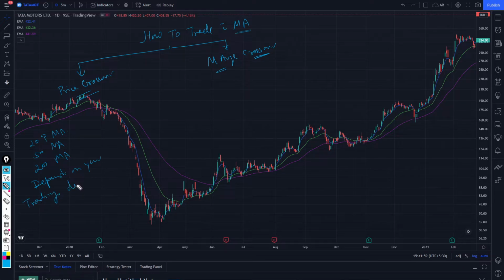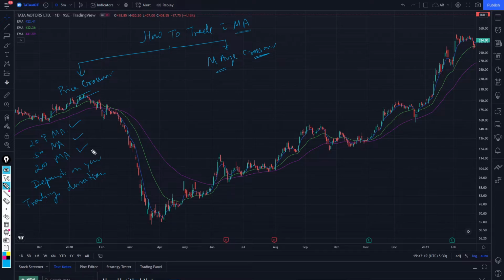Okay, trading duration. What is your trading duration? If you are a short term trader, you will be going for a shorter period. If you're a medium term trader, you will be going for a medium term. If you're a long term trader or long term investor, you will be using the 200 period moving average as your benchmark.